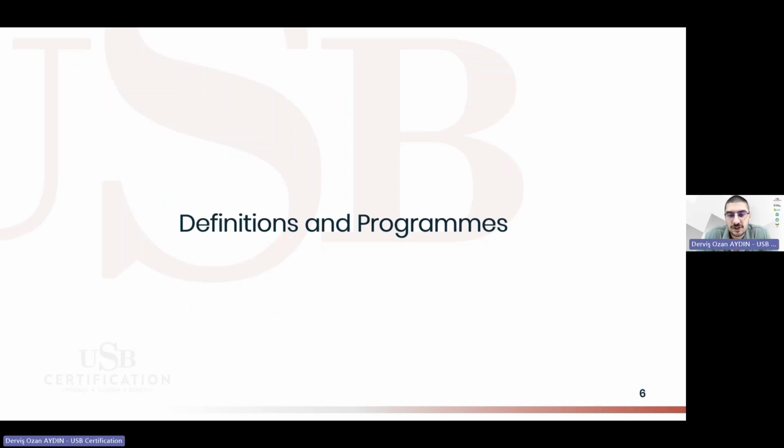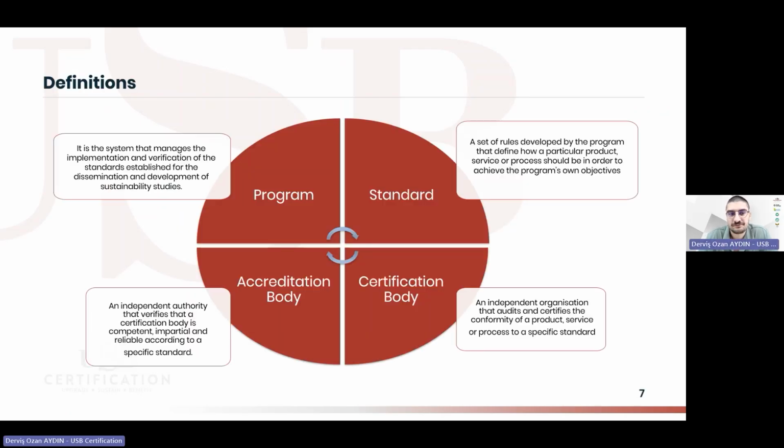So about definitions and programs. We will first talk about the program. What does the program mean? After that, we will talk about standard, certification body, and accreditation body. In general, the program is the system that manages the implementation and verification of the standards established for the dissemination and development of sustainability studies.